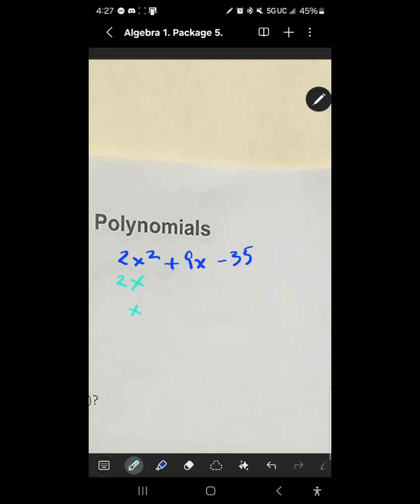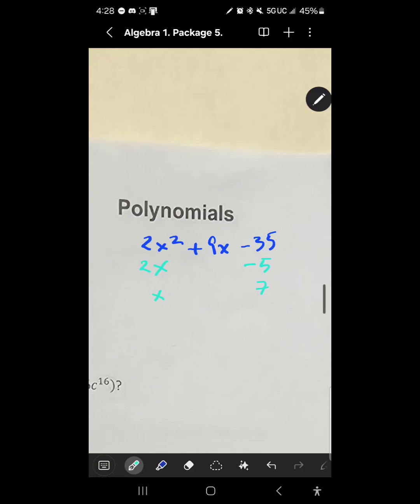Let's think. It could be 7 and 5. Now, which of the two is negative? Since this is positive, I'm going to put the negative on the 5 because 5 is less than 7, but it doesn't have to be like that. So let's check if this is right. Remember, you can try different combinations until you get the right one.